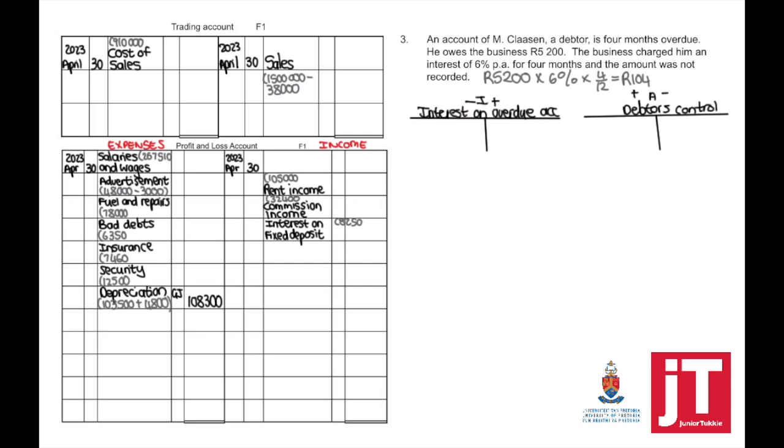2 accounts involved is interest on overdue debtors account, which is regarded as an income, and debtors control, which is regarded as an asset. The interest on overdue account is going to be credited, debtors control debited. That balance from the pre-adjustment trial balance is going to increase because we've charged this debtor interest. Interest on overdue account is an income. That's why it appears on the credit side.